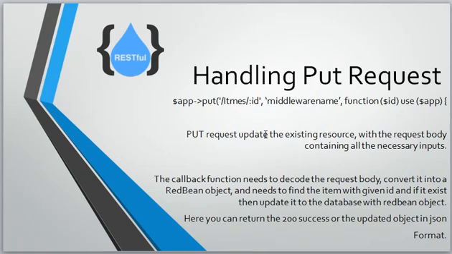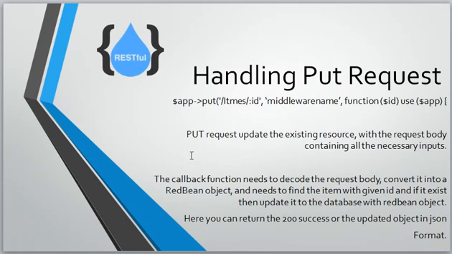The callback function needs to get the path variable id. Find the item with the id in the database. If the item is found, then retrieve it from the database. Change the parameters of the object by using the data in the request body. Then return the updated object in the JSON string format. Now let's see how to write the actual code.